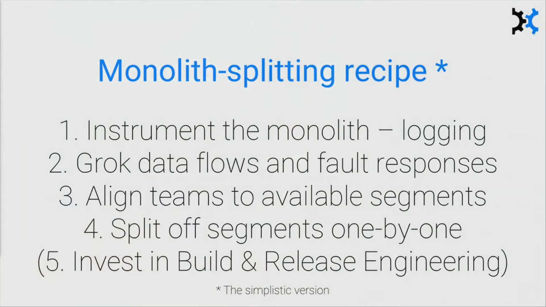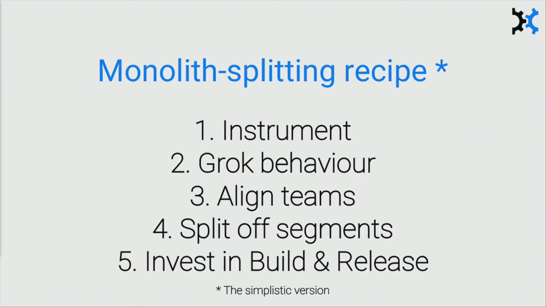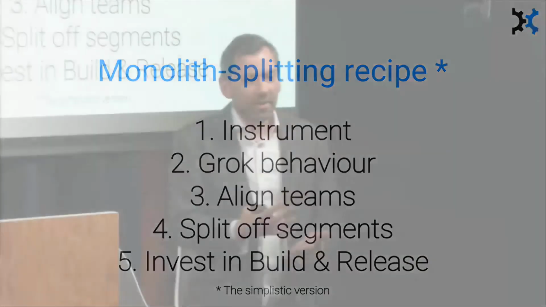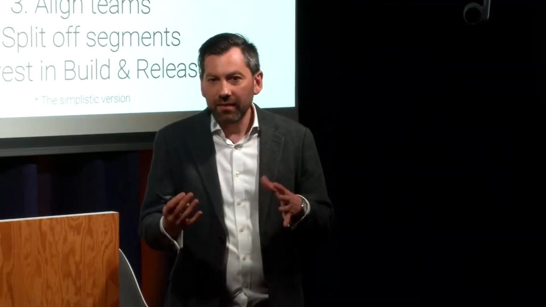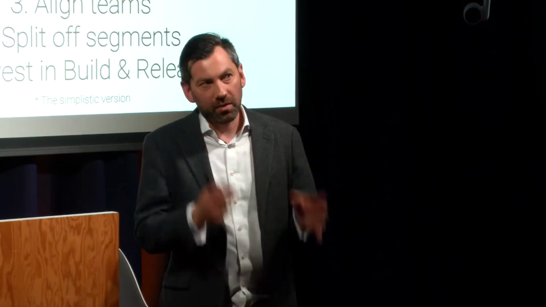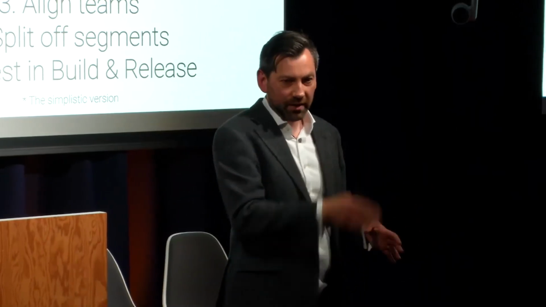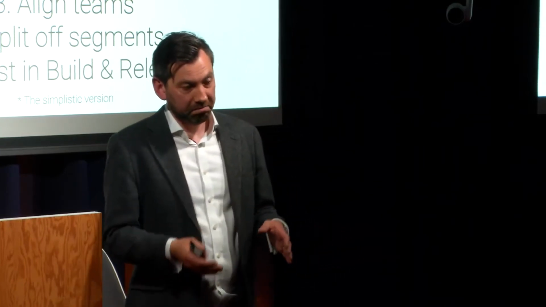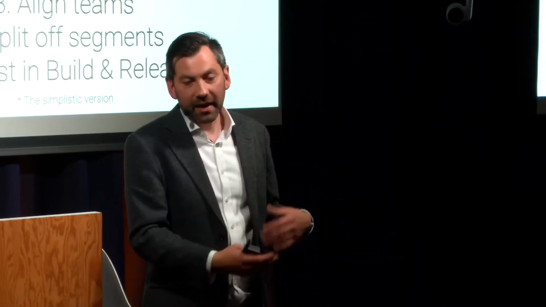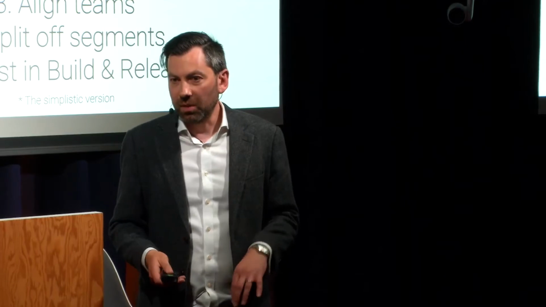Here's the recipe in full, and here's the slightly short version. So instrument the monolith first, understand, so grok the behavior, understand the behavior of the runtime of the monolith, start to align teams to different bits of it, where there are sensible fracture planes, and then start to split off the segments, making sure that we invest in build and release engineering.